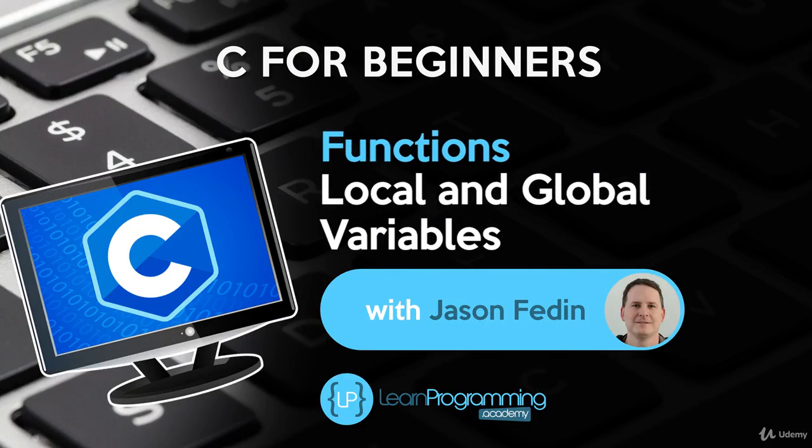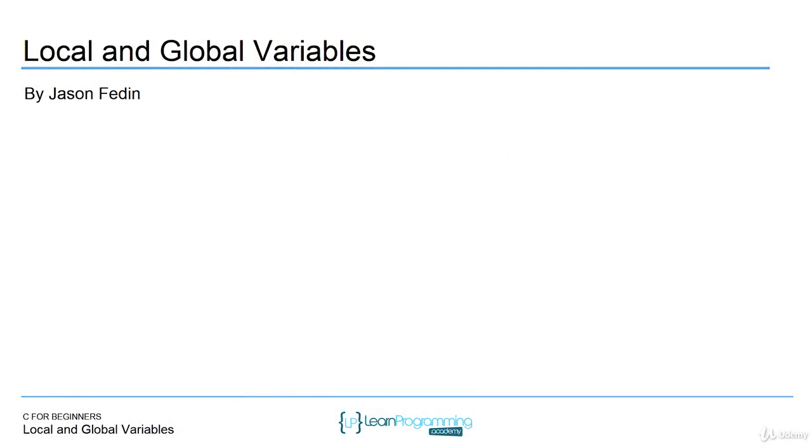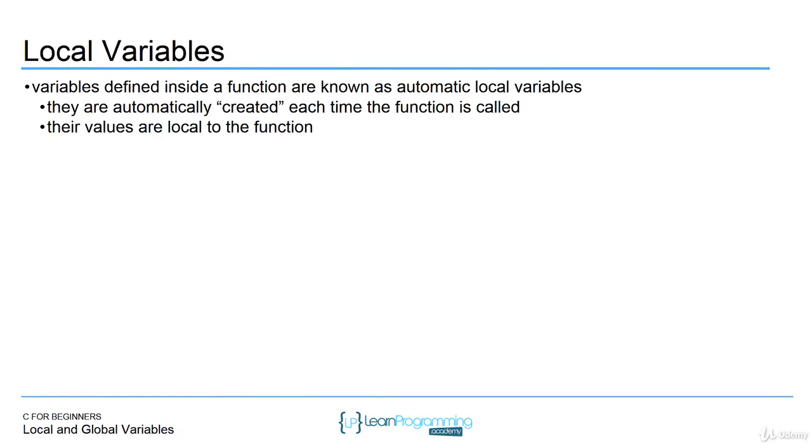Hello, welcome back. In this lecture I want to talk about local and global variables. This is really the concept of function scope, or in general program scope. It has to do with when you can use variables and when you cannot use them. We know what functions are, so now I want to talk about local variables.